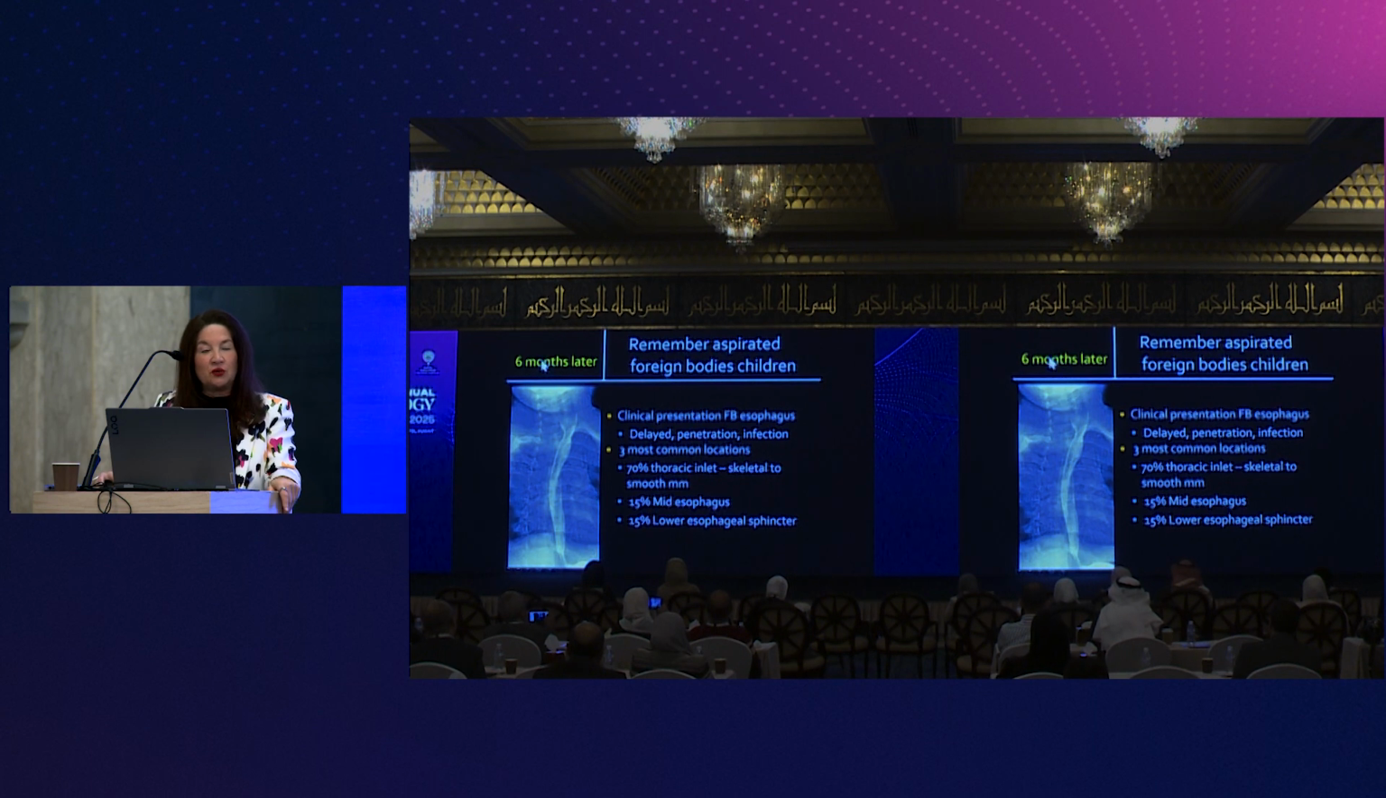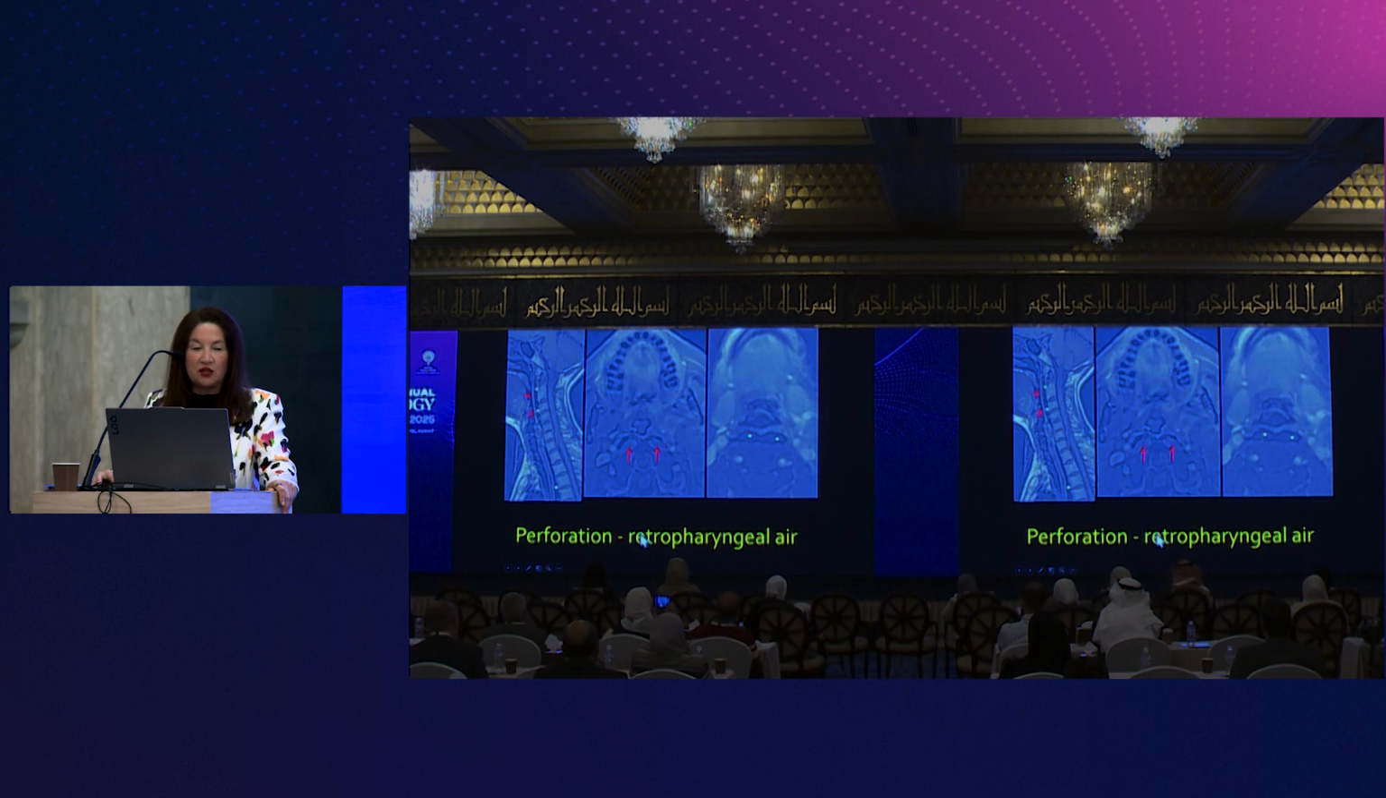This is what the patient looked like 6 months later. Now you see a stricture complicating the impacted foreign body. And it's very important to remember that these are typically delayed presentations. So they don't happen the minute the kid swallows it. It's weeks later when the infection develops. And the most common location for impaction is at the thoracic inlet, where you're going from skeletal to smooth muscle, 15% impact in the mid-esophagus and 15% in the lower.